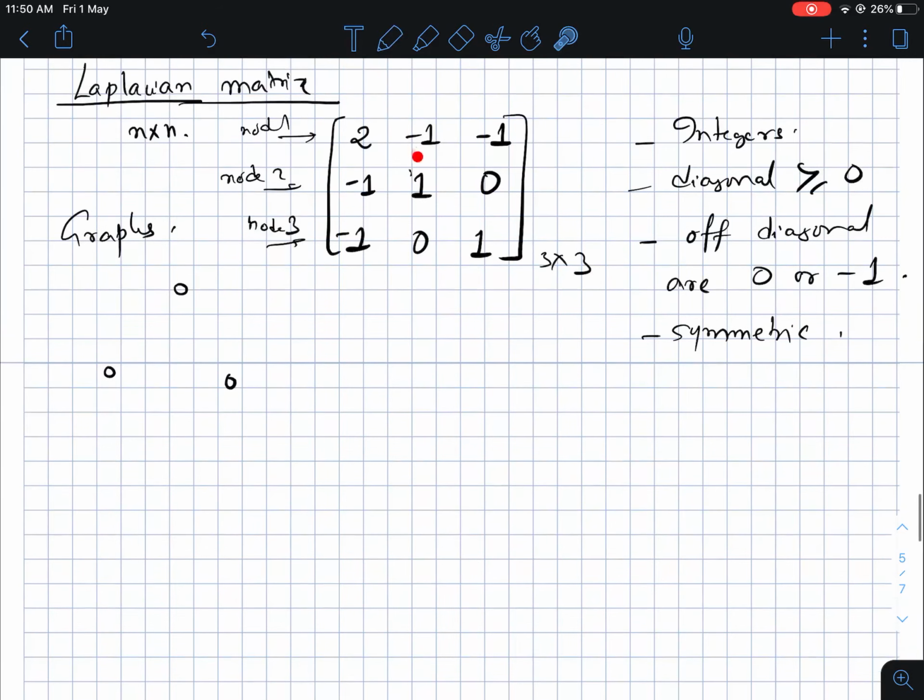So this entry is minus 1, means that there is an edge between node 1 and node 2. Okay, because this is precisely the 1-2th entry of the matrix. Okay, so let's say this is node 1, this is node 2, this is node 3. There is an edge between node 1 and node 2. That's what this minus 1 says. This minus 1 says there is an edge between node 1 and node 3. Okay, so there is an edge here. This 0 says there is no edge between node 2 and node 3. Okay, there is no edge here. So this is the graph that you are studying.